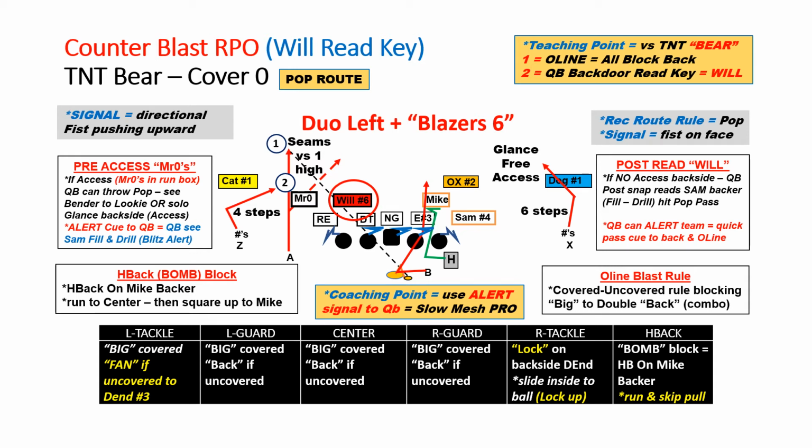Very important, the center calls out a bear front and the quarterback repeats it, so we recognize this and make this adjustment. If we're post-snap reading the Will now, we still though have our pop route where the A receiver runs his bender read, with the Z as the second receiver running his looky underneath.